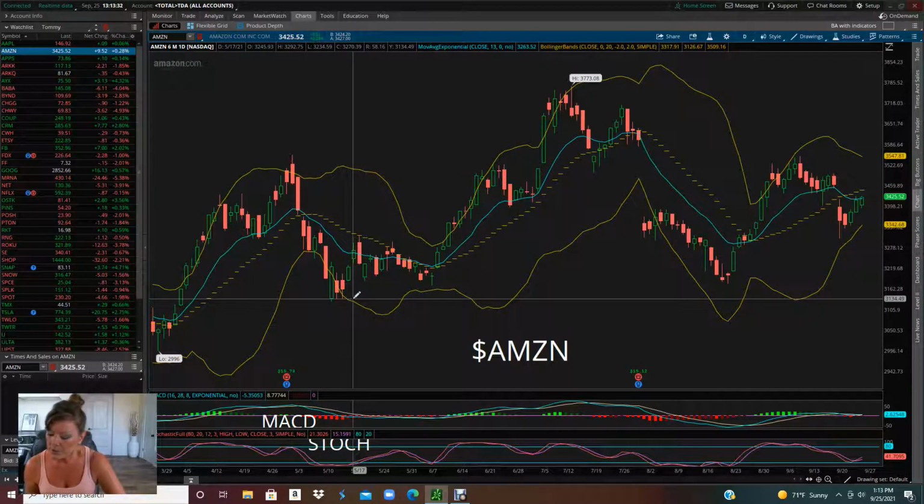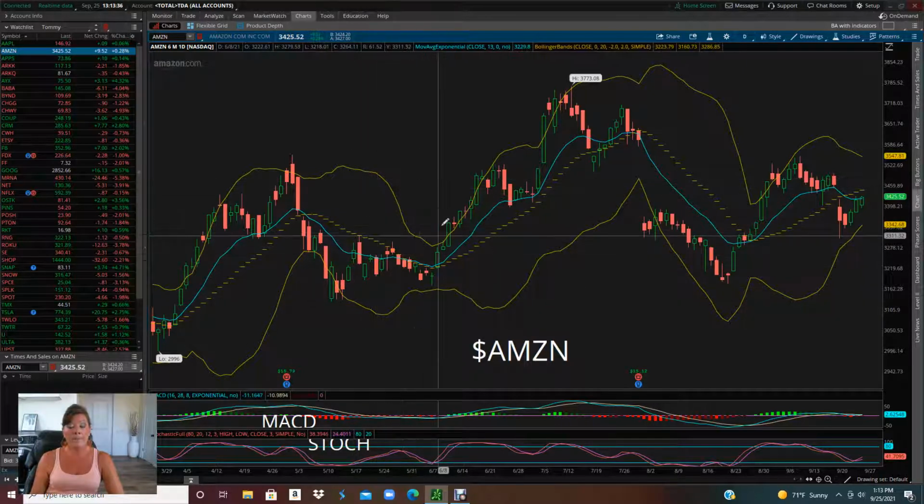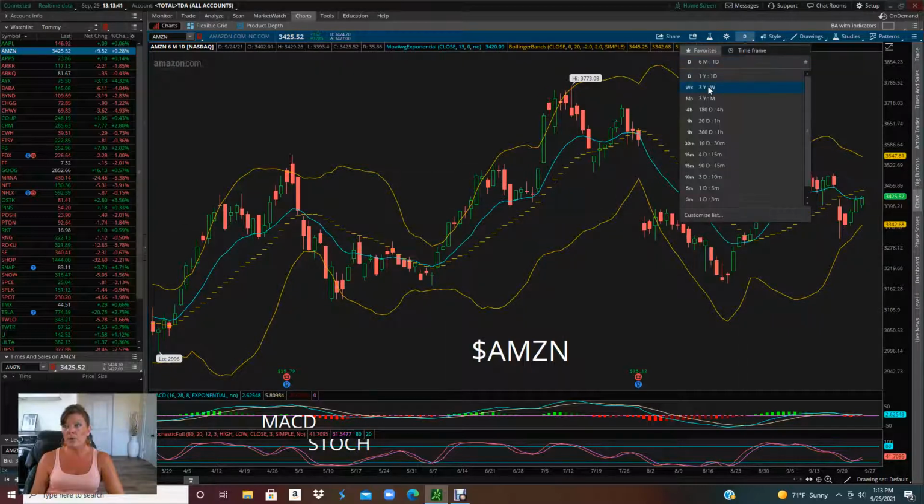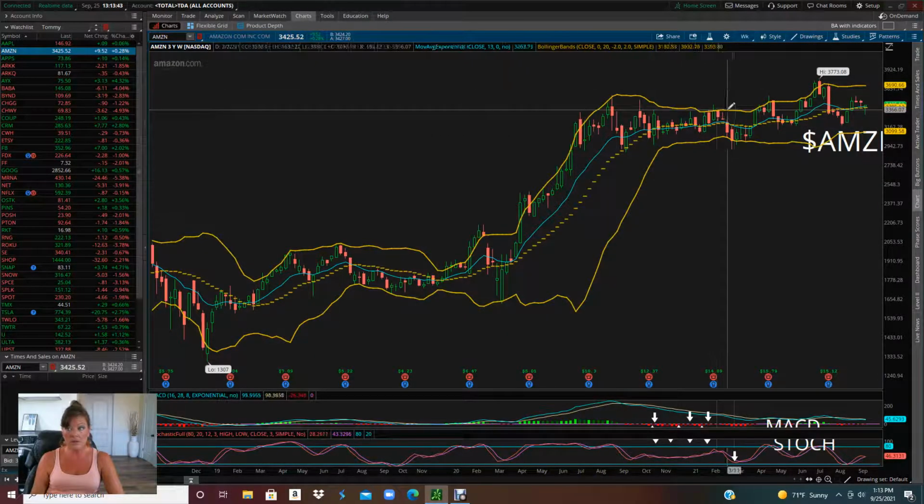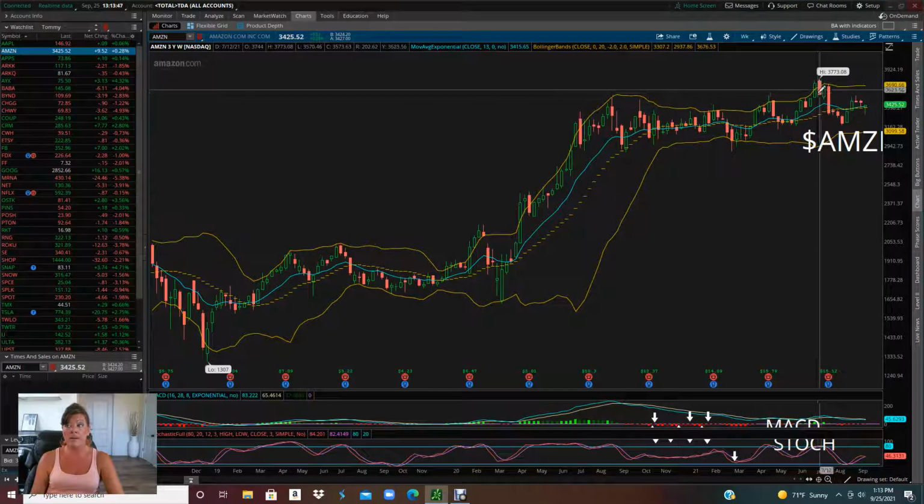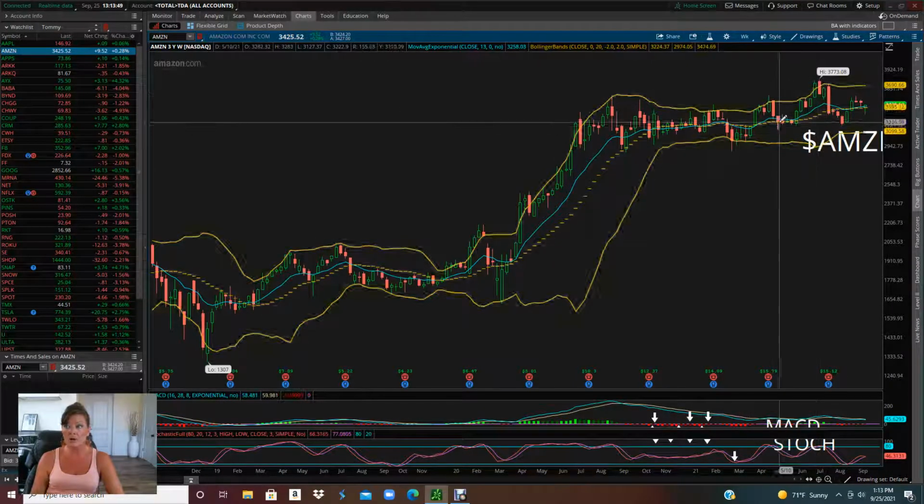Let's see, what else? I wrote some stuff down. Oh, also, the daily Bollinger Bands are strong, but the weekly Bollinger Bands are stronger. Price is going to tend to stay within them way better than the daily.